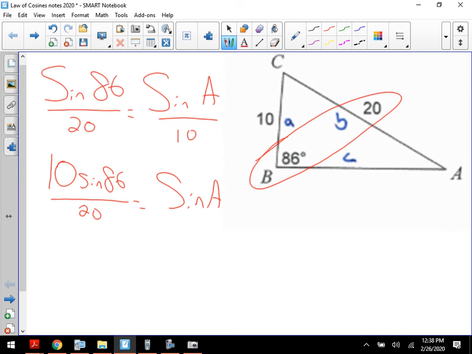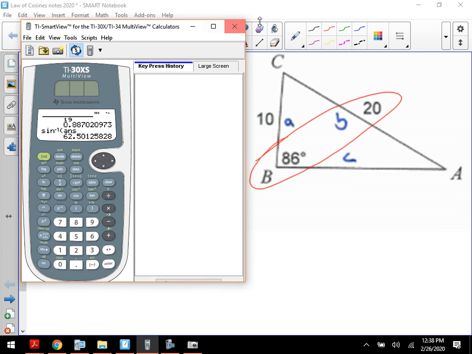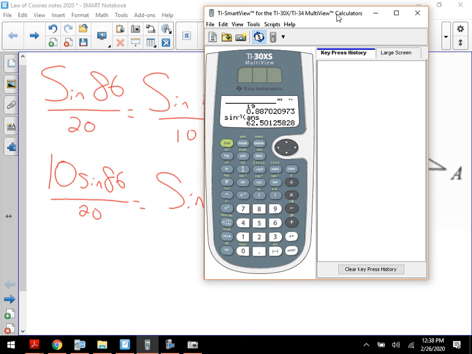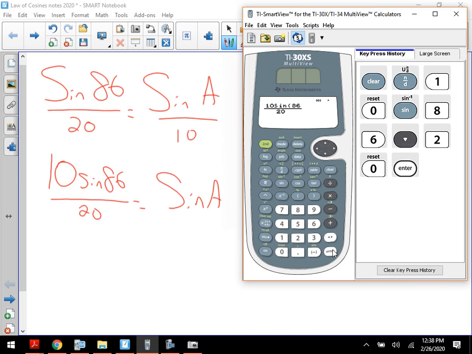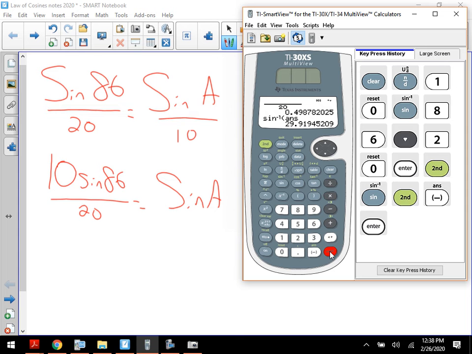Here's where the calculator comes in. From here, after you've written all this out, it's all calculator. Okay? Go to your fraction bar. Ten sine 86 over 20 and hit enter. This is some crummy decimal that equals the sine of A. Remember, anytime you're trying to find an angle, you have to use the inverse function. Second sine, second answer, because we're using sine. That gives you that angle at 29.92.